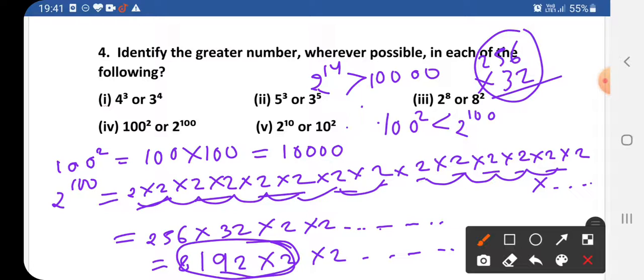I hope you got this. Try to do this question yourself again, and the other parts also. Other parts are easy to calculate because there is not a big power. Only 2 to the power 100 is quite big in comparison to the others, but it was the biggest.